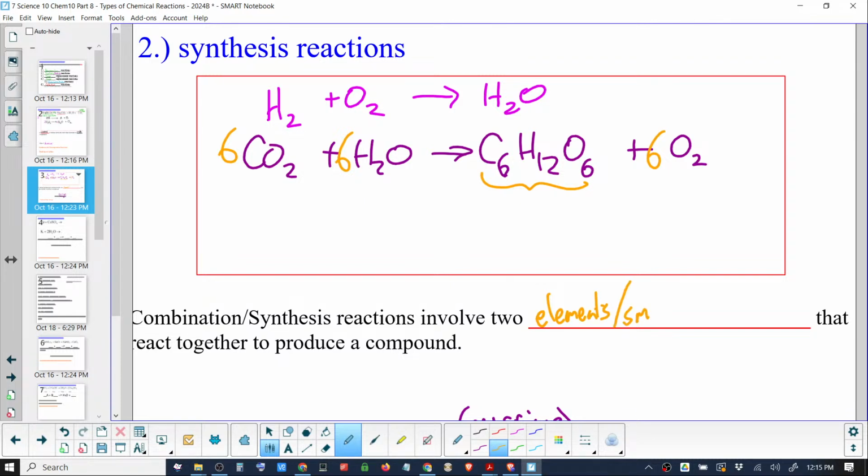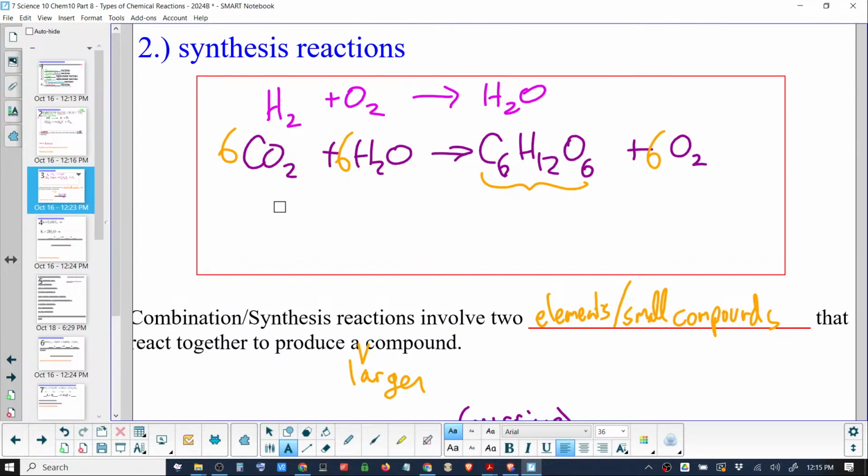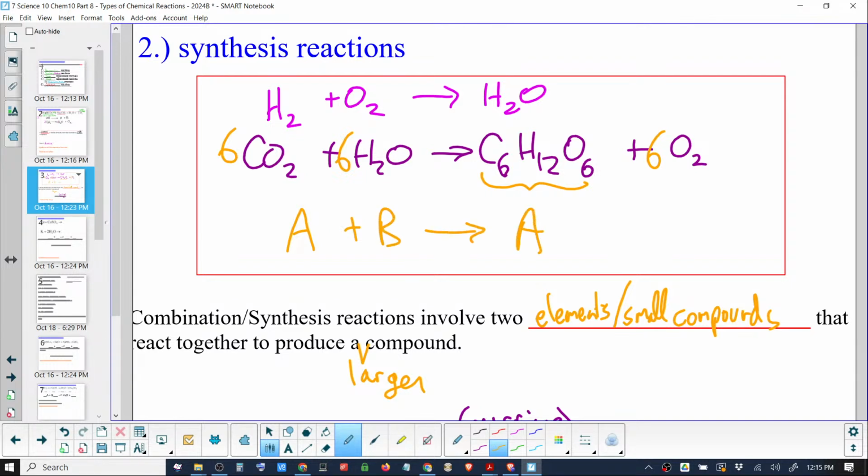Combination synthesis reactions involve 2 elements or small compounds that react together to produce a larger compound. So, synthesis reactions. We will tend to see A plus B goes to AB. So it's the opposite of decomposition.